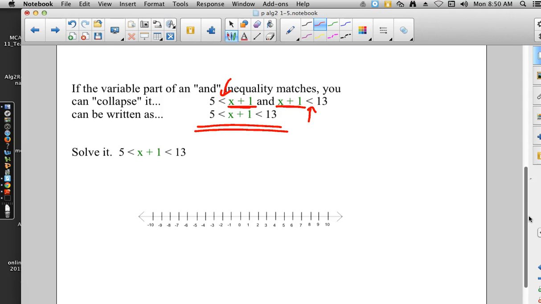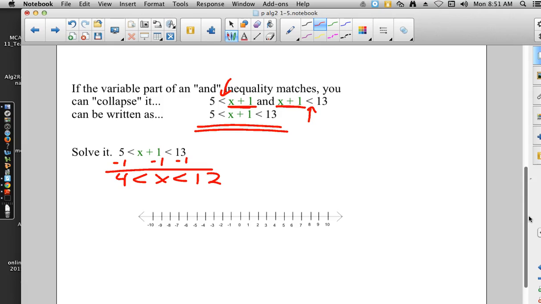And for these, what we have to remember is you still have that algebraic balance. Whatever you do to one part, you have to do to the other parts. So we would go ahead and subtract 1 from both sides. And that would give us 4 is less than x, which is less than 12. But in the end, we know we're supposed to read this from the middle out, so it would be x is greater than 4 and less than 12.